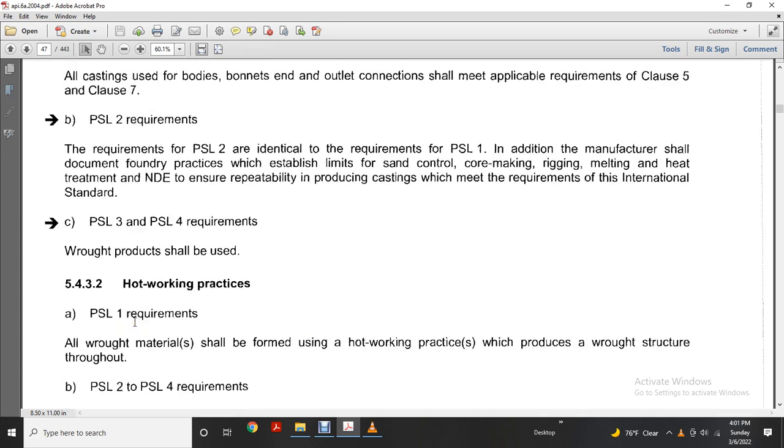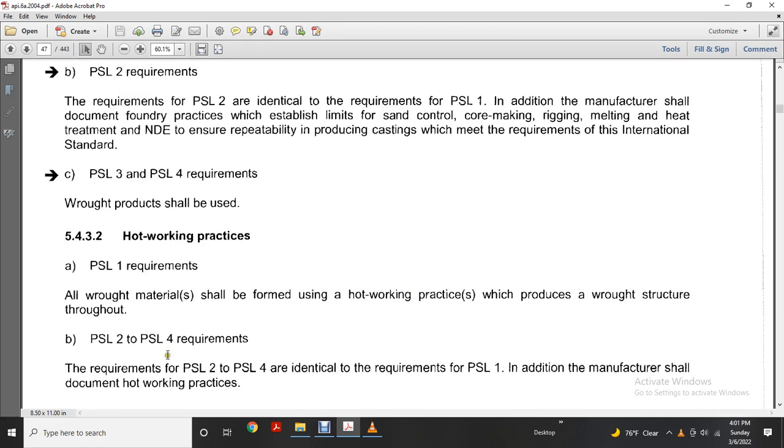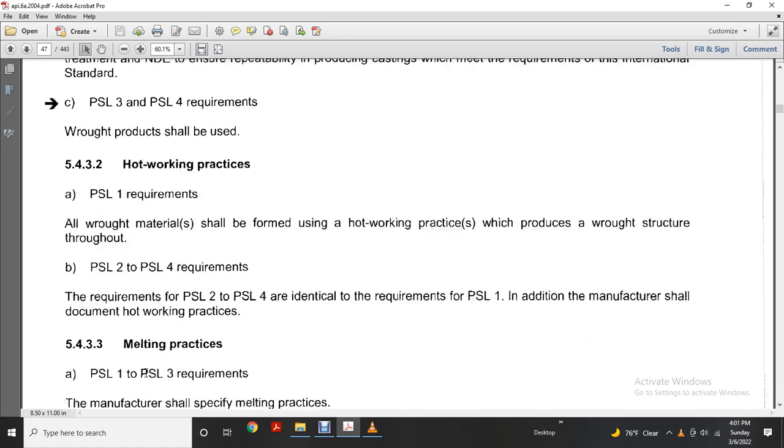Hot working practice. Products for level 1 requirements: all raw product materials shall be forged. Even the hot working practice shall produce a wrought structure throughout the products of level 2 to 4 requirements. The requirements of the products over level 2 to 4 are identical with the requirements of products over level 1. In addition, the manufacturer shall document the hot working practice and melting practice.